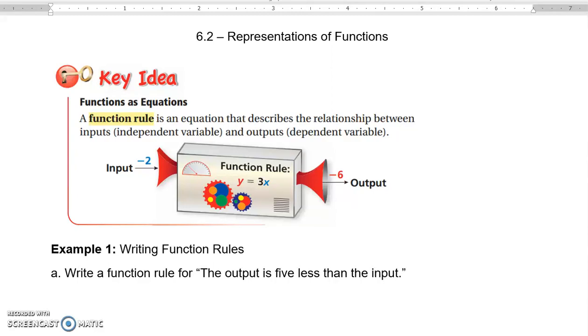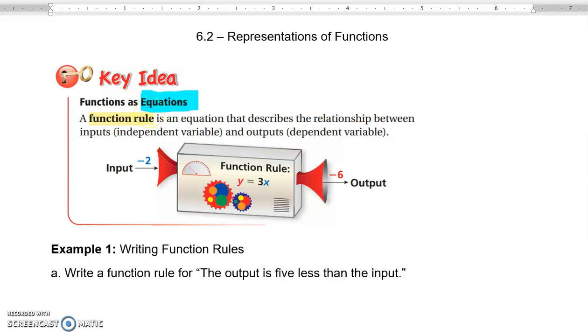All right, this is section 6.2, which is representations of functions. We're going to start with the key idea, which is our first representation of a function, which is an equation. There are going to end up being 5 ways we can represent functions, and equations is one of them.